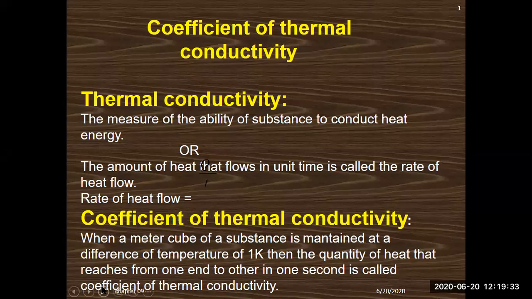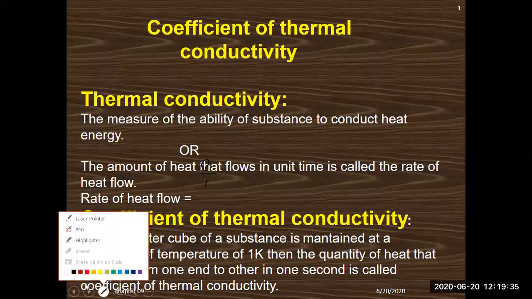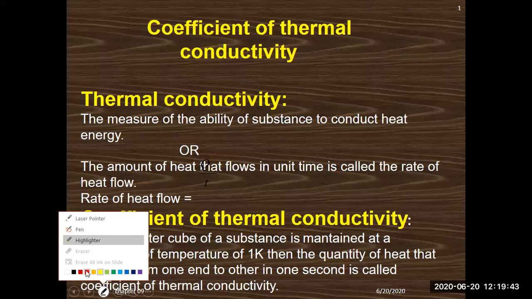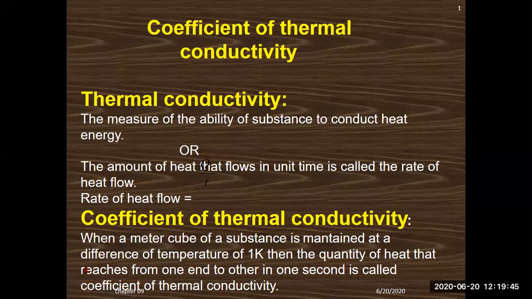So thermal conductivity is the measure of the ability of a substance to conduct heat energy. How much energy a substance can conduct is basically its thermal conductivity. The amount of heat that flows in unit time is called the rate of flow of heat. The rate of flow of heat is Q divided by T. This is the formula, Q divided by T, the rate of flow of heat.